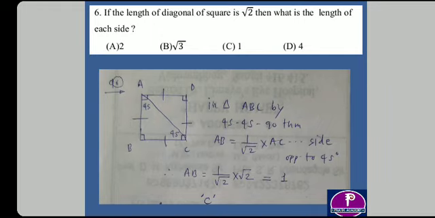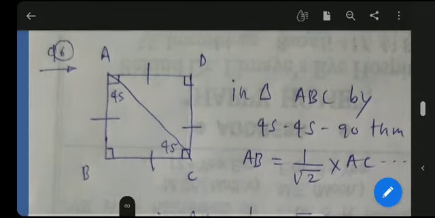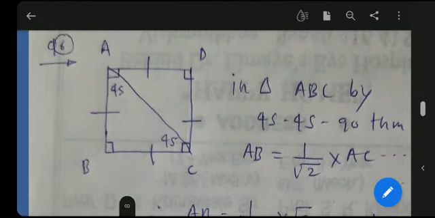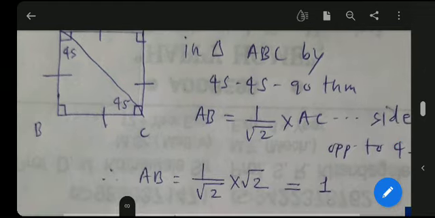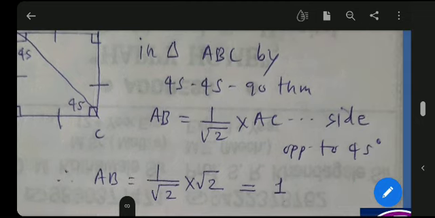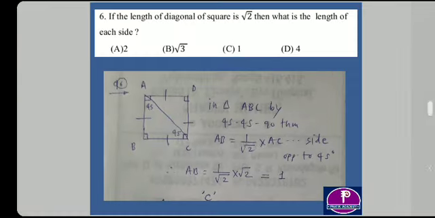If we look at triangle ABC, B is 90 degrees, A will come 45 degrees, angle C. In triangle ABC, angle A is coming 45 degrees, C is 45 degrees, B is 90 degrees. So by the 45 45 90 theorem we get AB is equal to 1 upon root 2 times AC. Okay, because this side is opposite to 45 degrees, and by putting values we get AB is equal to 1.